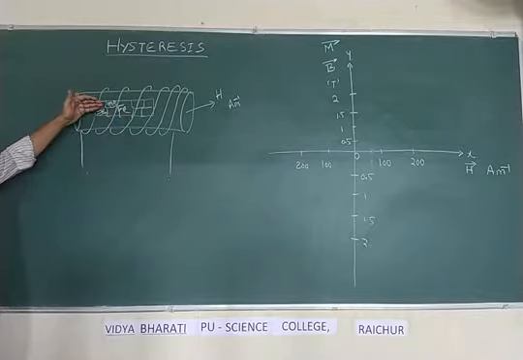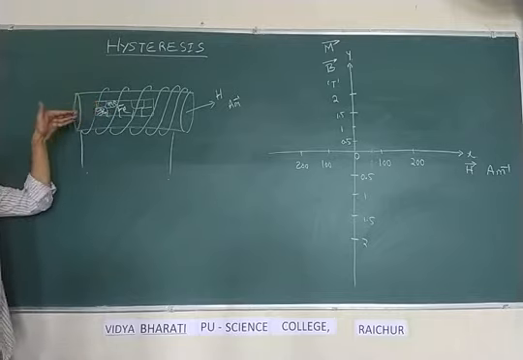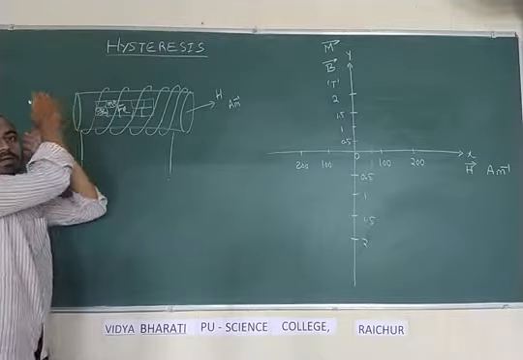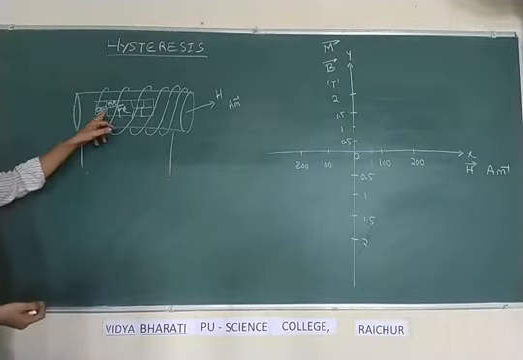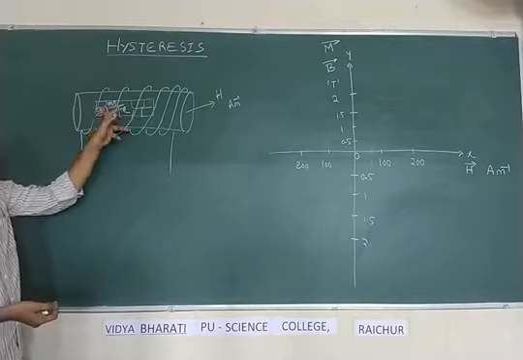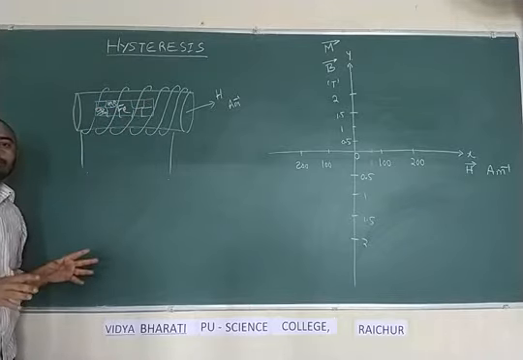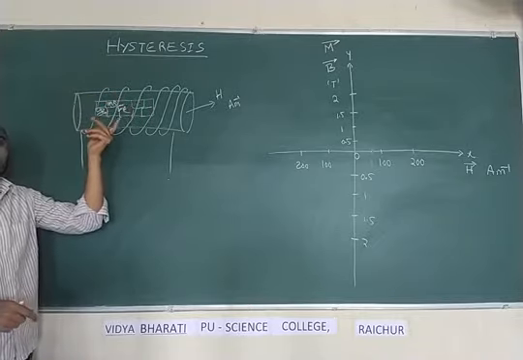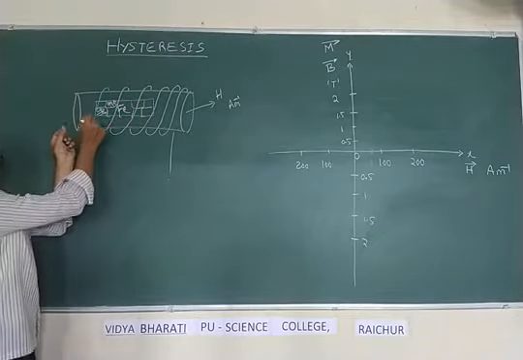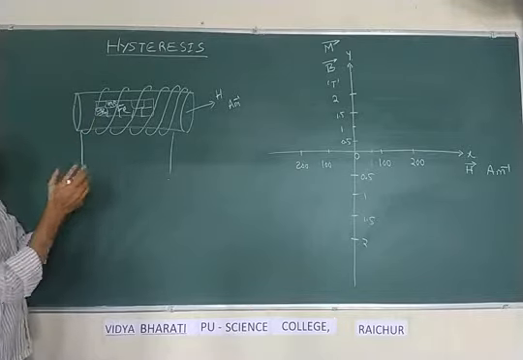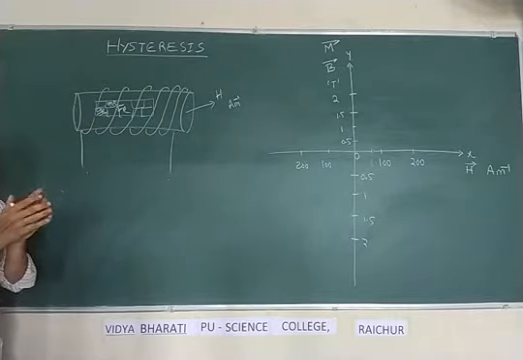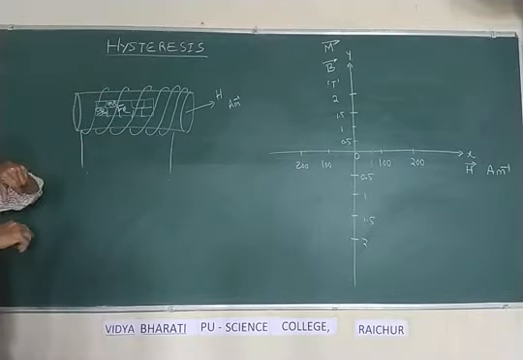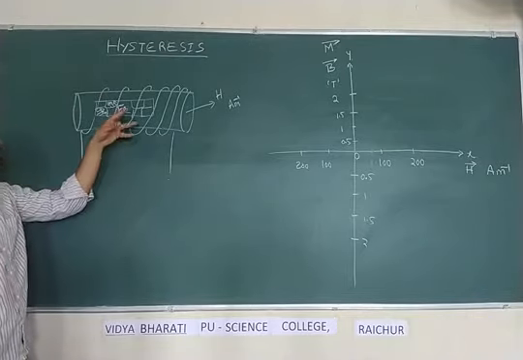In one domain, all the molecules might be in this direction. In another domain, all the molecules might be oriented in another direction, so that the net magnetic dipole moment of the specimen, when you take it as a whole, will be 0. The net magnetic dipole moment of that entire specimen will be 0. But within a particular domain, all molecules or atoms appear to be in one particular direction.